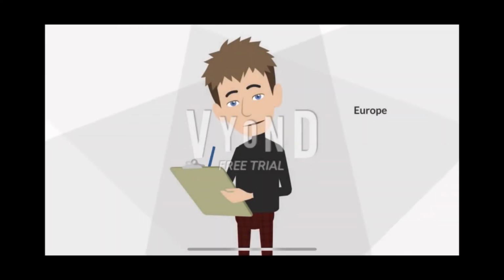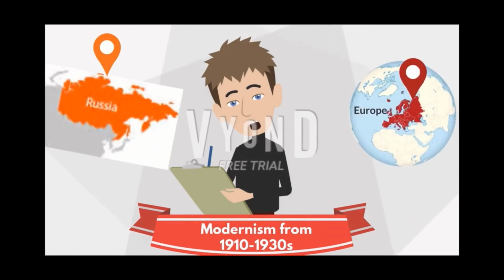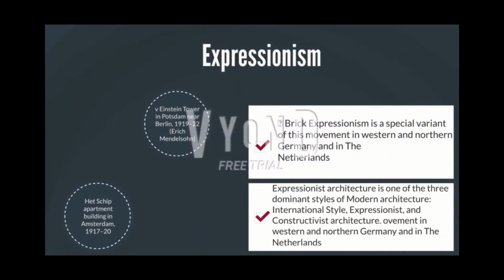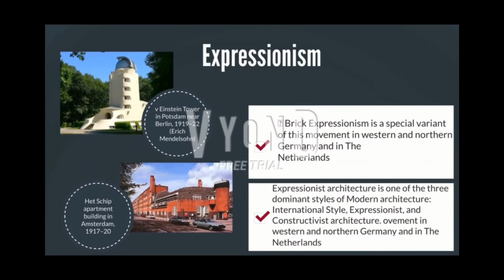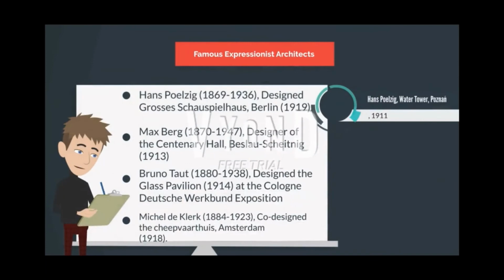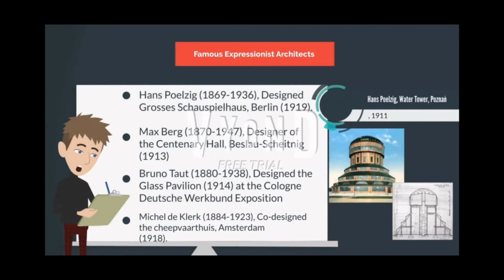In the same period, two types of architecture begin: the rise of modernism in Europe and Russia. Expressionism. Brick expressionism is a special variant of this movement in Western and Northern Germany and in the Netherlands. Amsterdam School. Expressionist architecture is one of the three dominant styles of modern architecture. Famous expressionist architects: Hans Poelzig, 1869 to 1936, Max Berg, 1870 to 1947, Bruno Taut, 1880 to 1938.